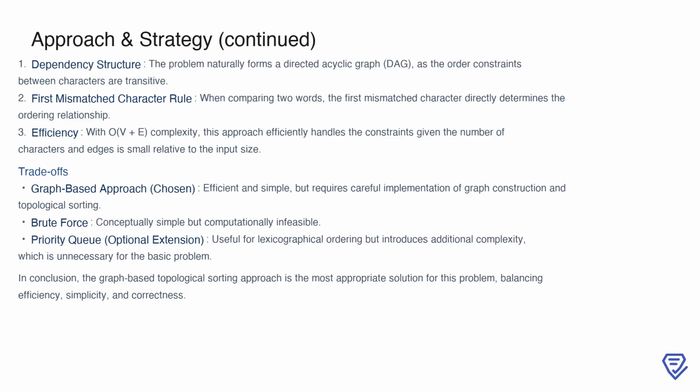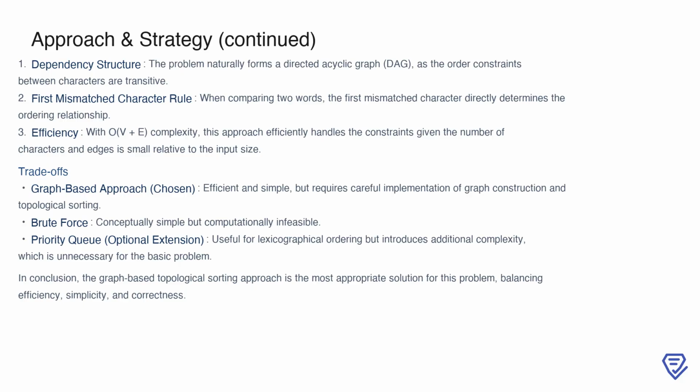When comparing two words, the first character that differs between them directly determines the order between those two characters. This simplifies the process of building the graph. Lastly, the efficiency of this approach makes it ideal. With a time complexity of O(V + E), it is well suited to handle cases where the number of unique characters and dependencies is small relative to the overall input size.